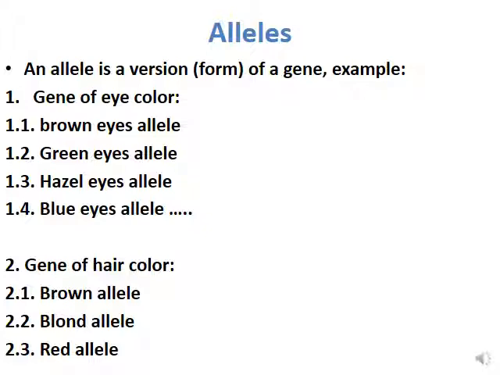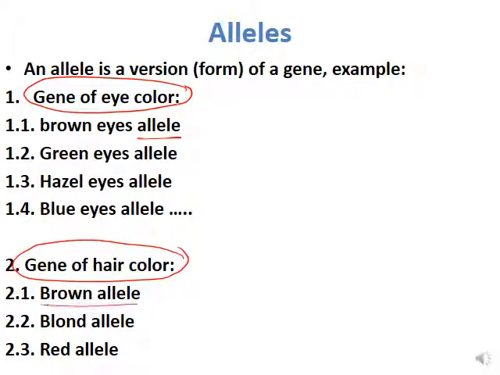Alleles. Allele is a version or a form of a gene. Example, we have a gene, and we have different versions. For example, the gene of the eye color. The different versions, they are called alleles. So for example, the gene of the eye color, we have the brown eye allele, we have the hazel eye allele, the green eye allele, and the blue eye allele. While the gene of the hair color, we have the brown allele, the blonde, and the red allele. So the different versions or the different forms, they are said to be the alleles. So allele is a version or a form of a gene.